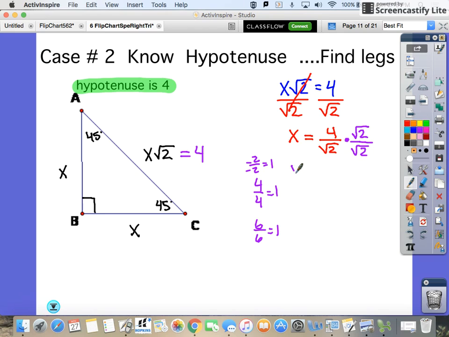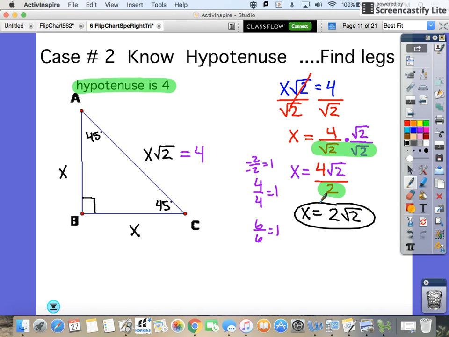So what we end up with is x equals 4 square root 2 on top. If you type in your calculator square root 2 times square root 2, you end up with just 2. Square root 2 times square root 2 equals 2. And then when we simplify this, we get x equals 2 square root 2, because 4 divided by 2 is 2. So that's what we know our side is.